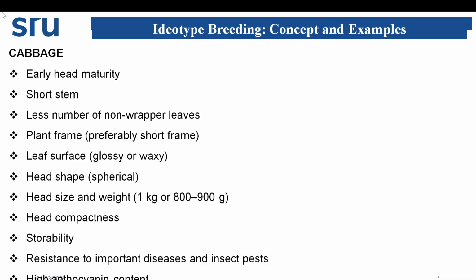Next crop, cabbage. Early head maturity, short stem, less number of non-wrapper leaves, plant frame, preferably short frame, leaf surface glossy or waxy, spherical head shape, head size and weight that is 1 kg or 800 to 900 gram. This head should be compact. More shelf life, resistant to important diseases and insect pests. And most important, anthocyanin content should be on the higher side in cabbage.